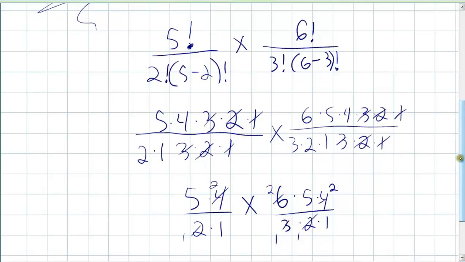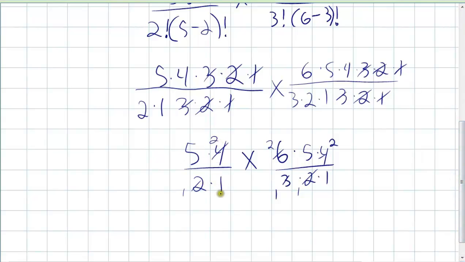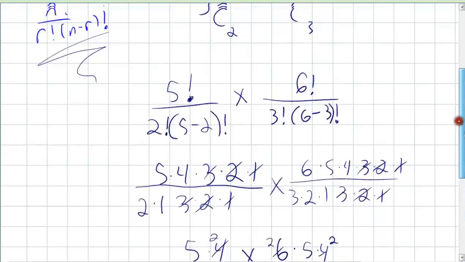So let's see what I have right now. 5 times 2 over 1 is 10. Times 2 times 5 is 10. Times 2 is 20. Over 1 is still 20. So 10 times 20 is equal to 200.